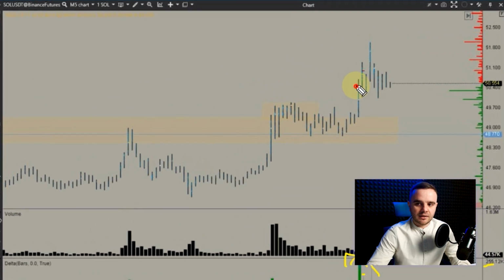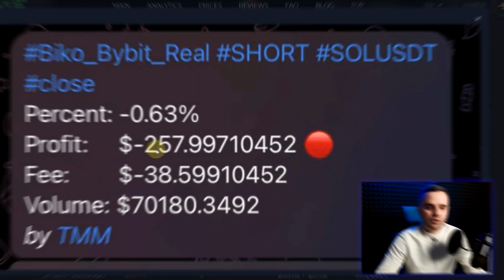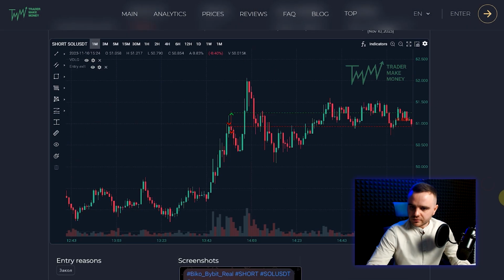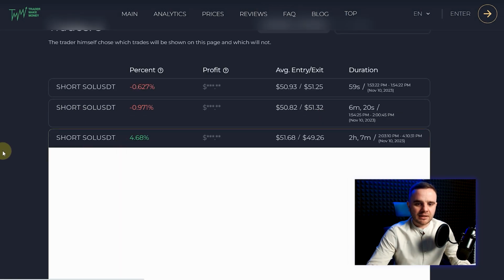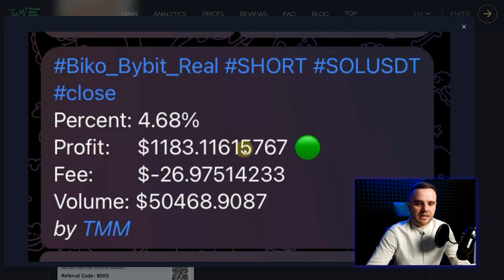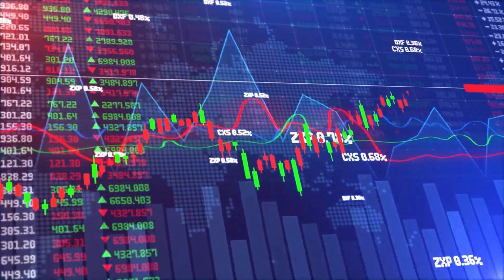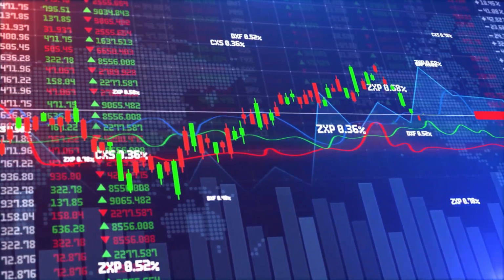Like they came here, took my stop loss. After that I reopened. They took my second stop loss, and only on 3rd attempt I made money. As you can see, my first stop loss minus 257. Second stop loss was approximately the same, but take profit here was 1,183. Your major goal is to keep your profits several times bigger than losses, and even if your win rate isn't big, you still will be in a profit.